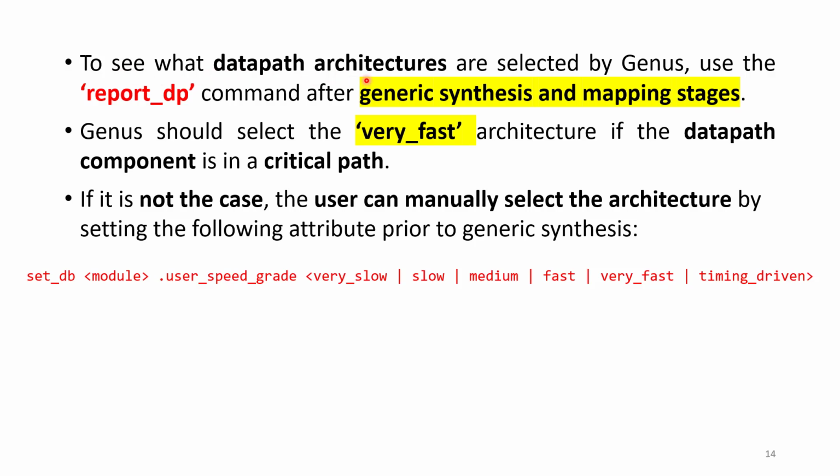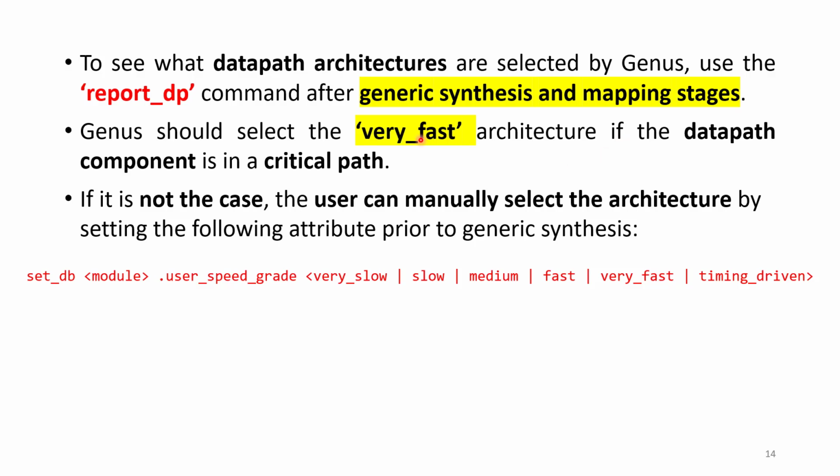Next, to see what data path architectures are selected by Genus, use this particular command, report_dp. This is the report data path command after generic synthesis and mapping stages. So once after generic synthesis and mapping stage, type this particular command and see the report. Genus should select the very fast architecture.